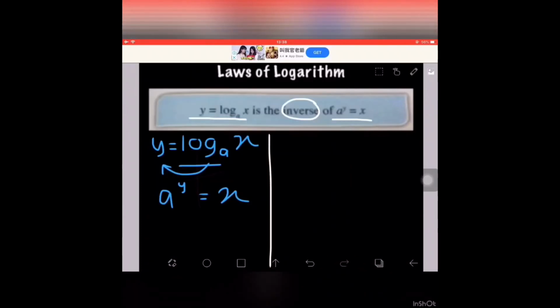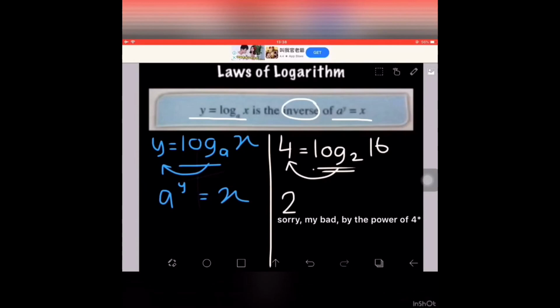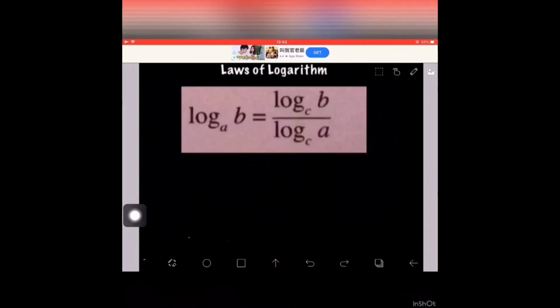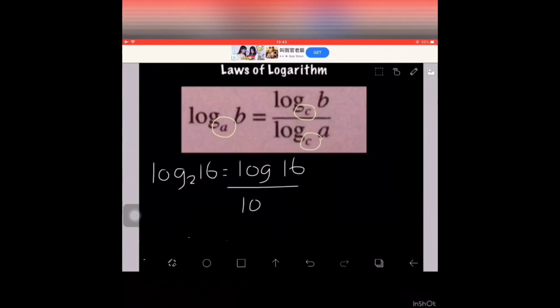For example, when y equals log base 2 of 16, which is 4, then 2 raised to the power of y is equal to 16. For the next law of log, we have the law of base change, where we can change the base of the log using log base a of b equals log base c of b over log base c of a. For example, log base 2 of 16 equals log of 16 over log of 2.